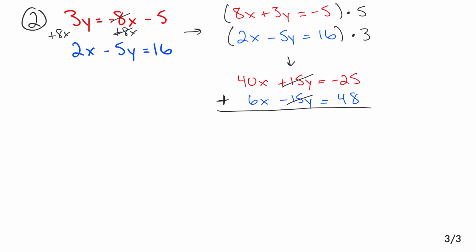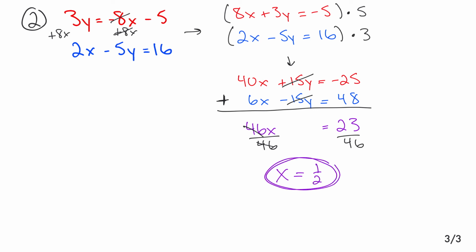When you add them together, you're going to get a 46x is equal to negative 25 and 48. What does that make? 23. So I have the equation 46x equals 23. Divide both sides by 46, leaving me with x is equal to 1/2.